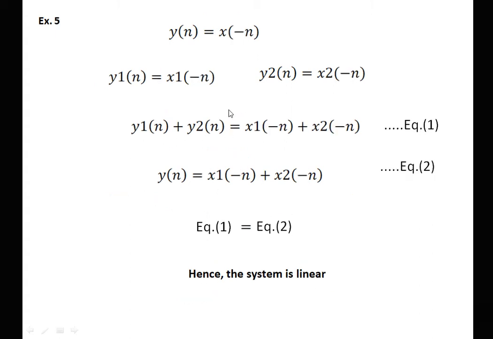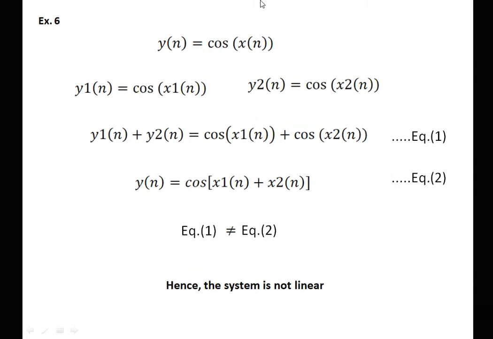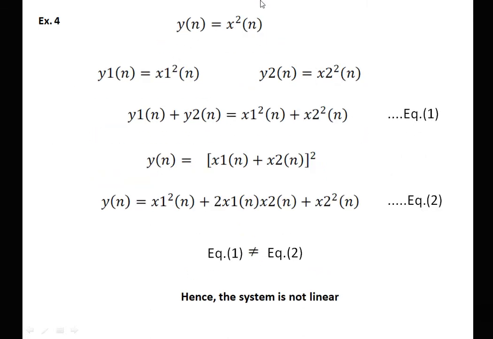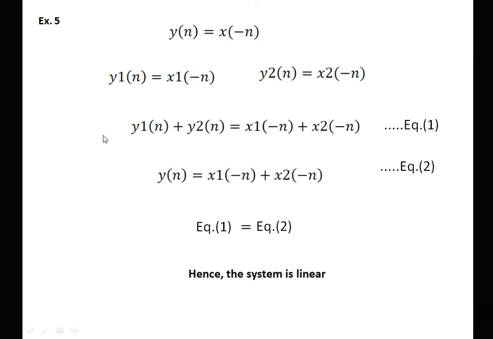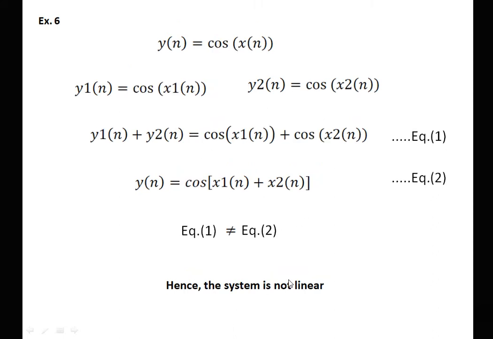Next example, y of n is equal to x of minus n. We replaced x1 minus n, x2 minus n, that is individual. Their addition is x1 minus n plus x2 minus n. This is the equation 1. And in the second case, we replace this x by x1 n plus x2 n. Therefore, we are getting y of n is equal to x1 minus n plus x2 minus n. And we can say that equation 1 and 2 are same. The system is linear in nature.